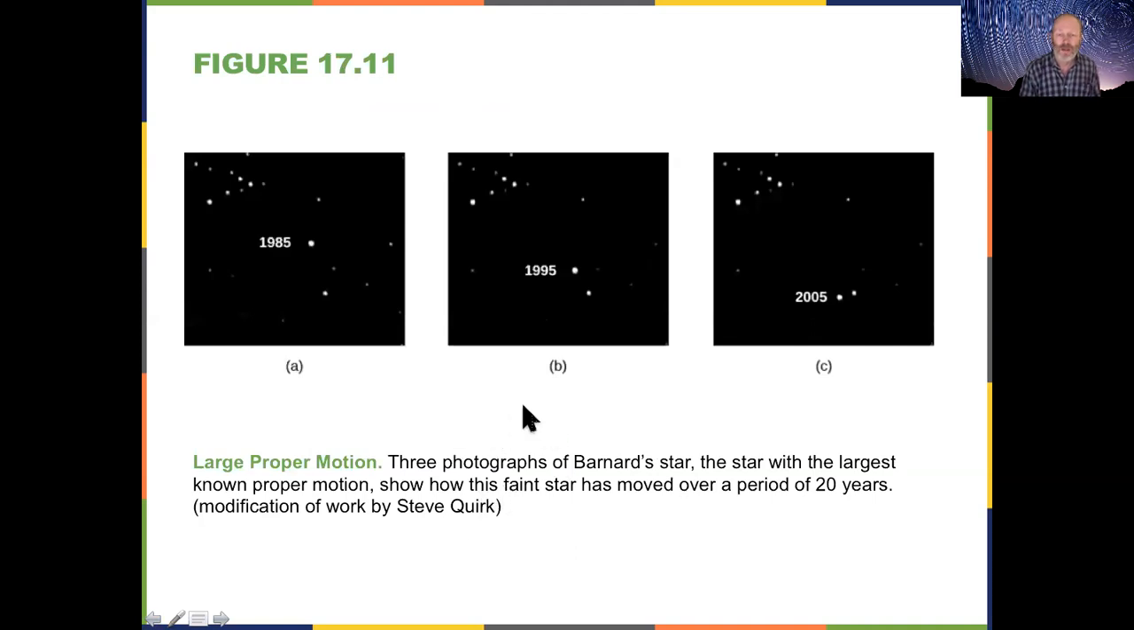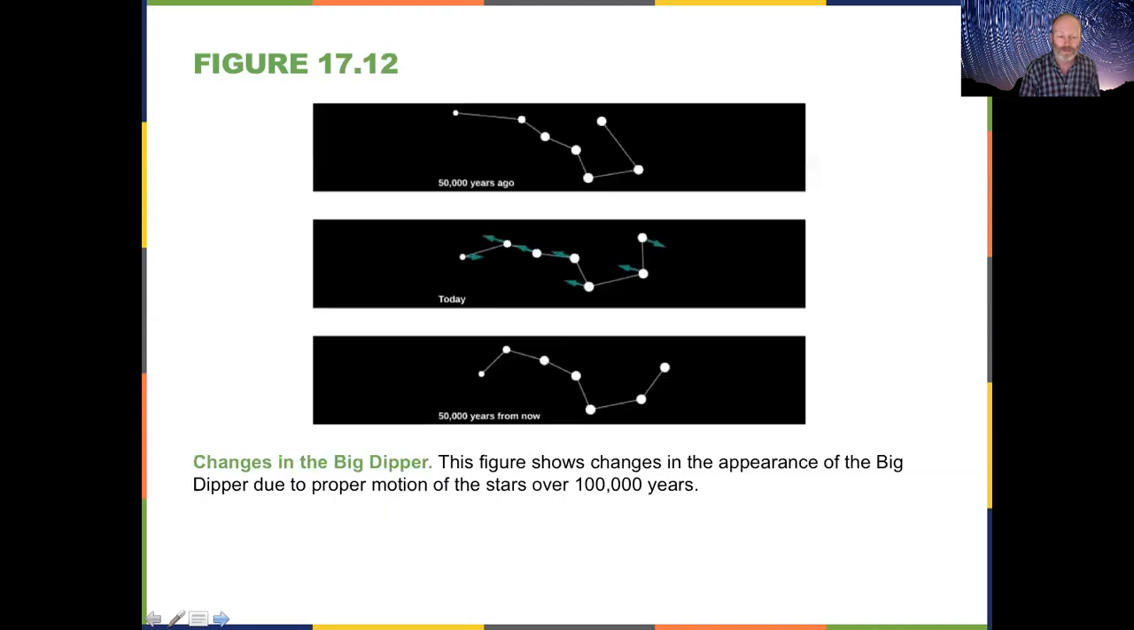Here we see its proper motion. Here's just over 20 years. We have it here, now we have it down here. Notice we've got these two stars, one bright and one faint. Here's bright and faint. Notice it's moved and moved and moved. This is not because the Earth is moving. This is on its own as it is moving along the way.